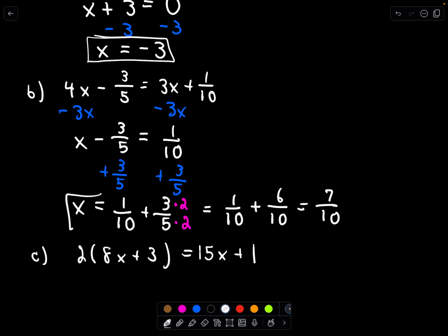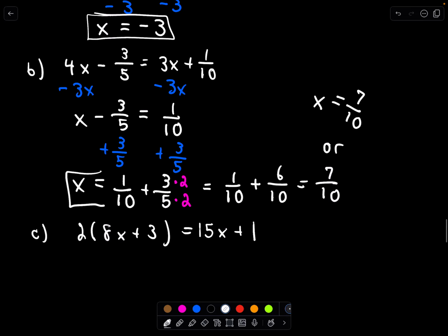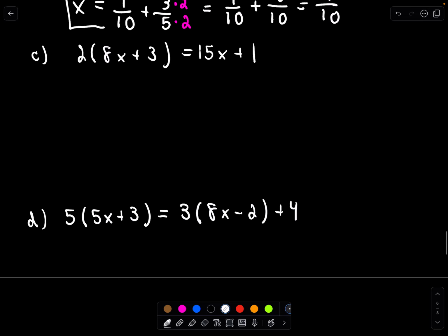So again, it says that x equals 7/10, or I'll write it just here more compactly. x equals 7/10 is going to be the solution to our equation. And again, you could check it. Let's look at a couple more.